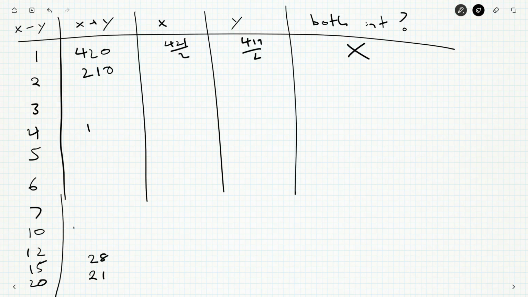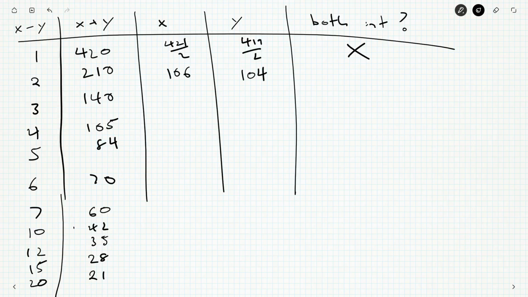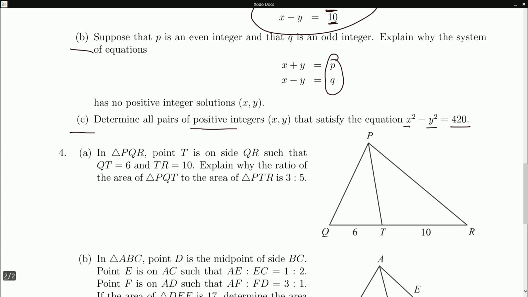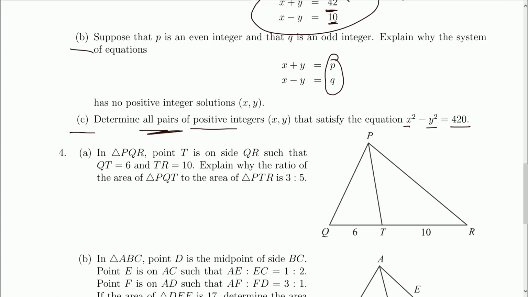210... 70, 60, 42, 35. Which one was paired up with 5? Oh, 84. Okay. And so you can get 212, so x will be 106, and y will be 104 in this case. And so those are both integers, and now I do have all the pairs. Now, did they ask us for all the pairs? Oh, they actually did. They did ask to determine all pairs.